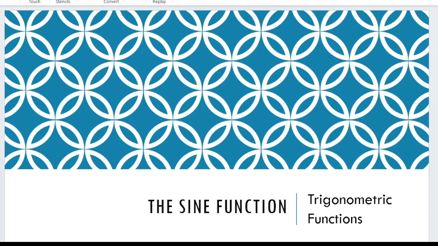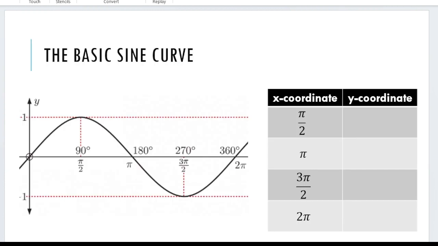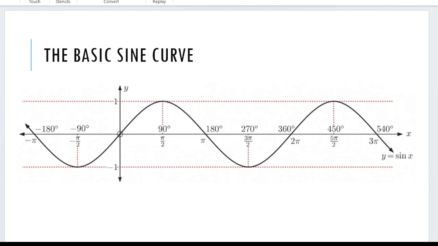So in this video, we're going to look at the sine function, which is the first of the trigonometric functions that we are going to be investigating over this course. If we look at the basic sine curve, from what we learned earlier, we can remember that it is a repeated curve. So if we extend this further along the x-axis, we're just going to see that repeated peak and then trough shape. So I'll show you that now.